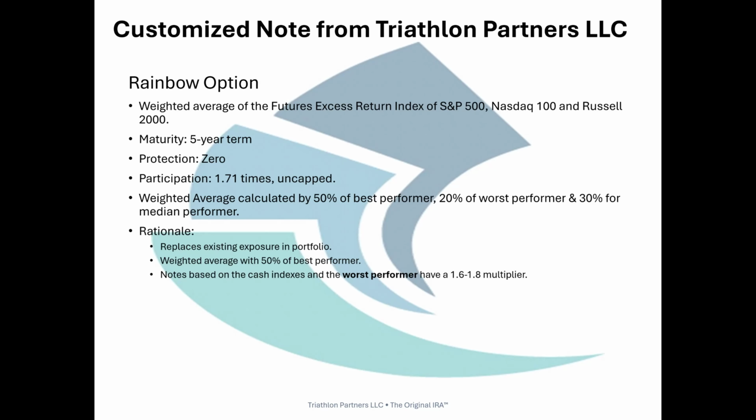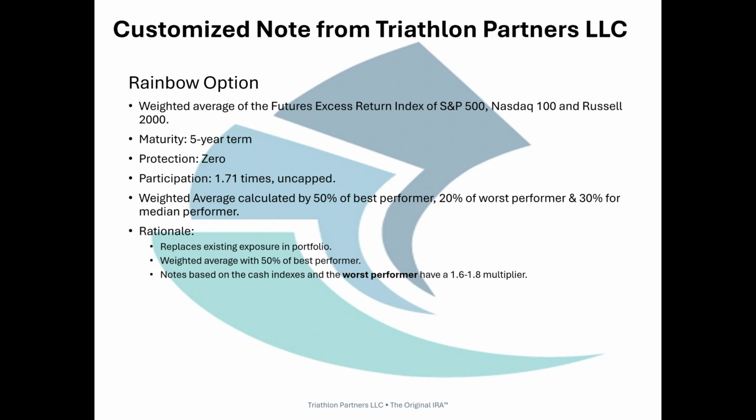Now, what is a rainbow option? It's a weighted average, 50% best performer, 20% worst performer, and 30% median performer. Well, it's exceptionally better than the worst-of note, right? Because this one's only getting 20% of the worst performer and 50% of the best. It also has a 1.71 multiplier. I'm replacing existing exposures that are already in my portfolio. I'm getting a weighted average of 50% of the best performer. I'm getting a multiplier of 1.71.